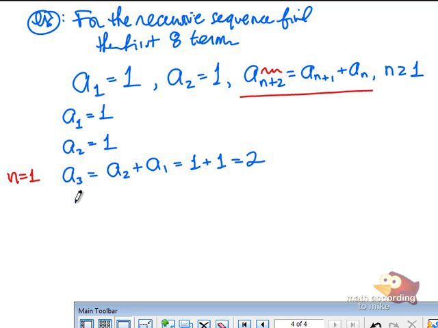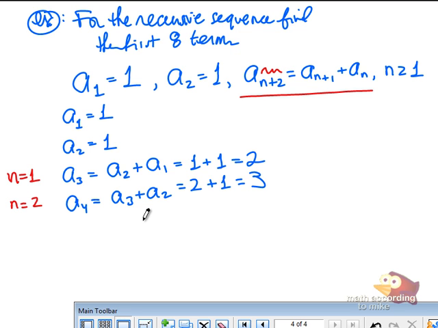A sub 4, our subscript is 4. We would need to put in what number for n? Careful. 2. So all the n's of that formula would become 2. So A sub 4 would equal A sub 3 plus A sub 2. A sub 3 is 2. A sub 2 is 1. 2 plus 1 is 3.